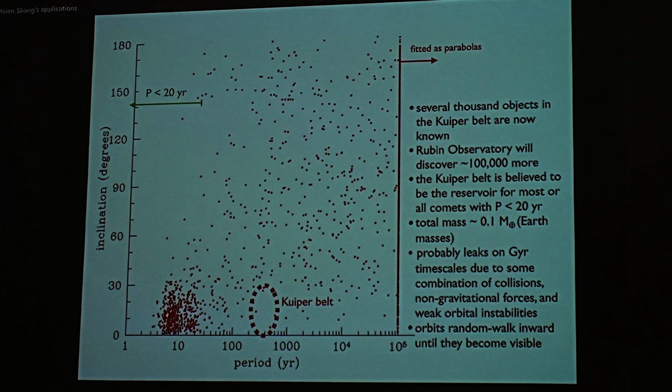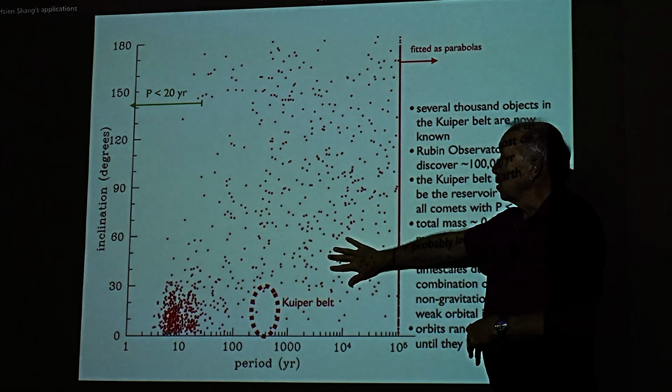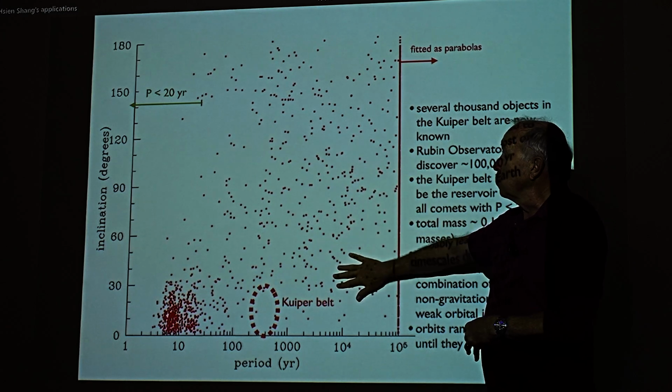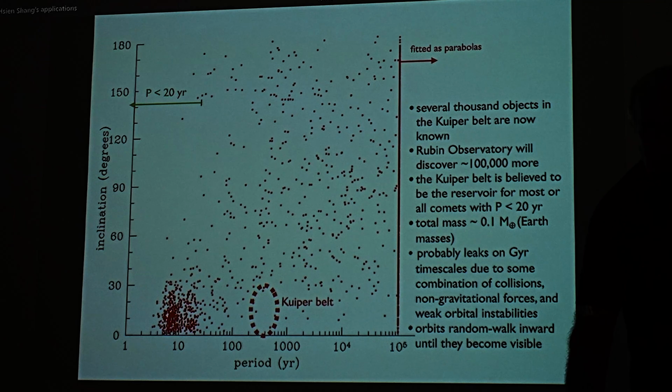The Kuiper Belt is a really important and interesting subject, but I'm not going to say more about it in this talk. I'm going to focus on the quite different problem of what the origin of the comets with an isotropic distribution is.